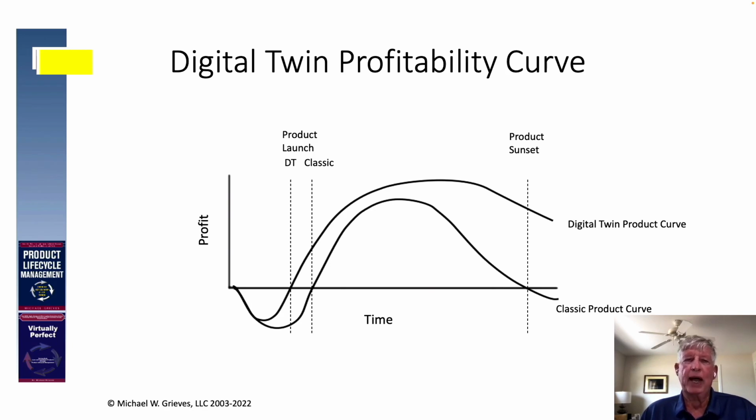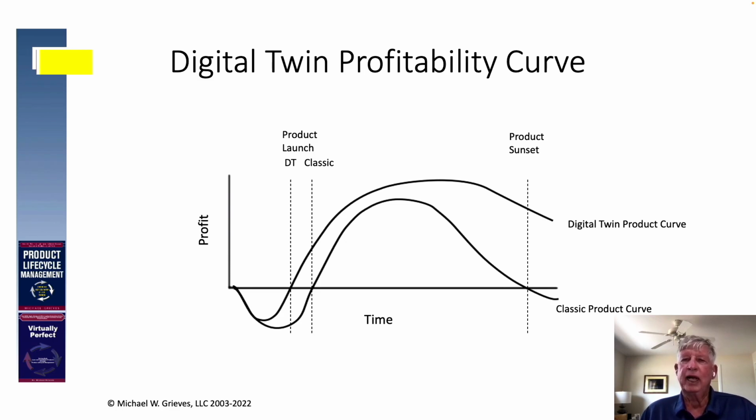The top curve is this new digital twin product curve, and there's a couple things about that. I can basically decrease the amount of loss by getting to market quicker. So in product launch, the digital twin launches faster than the classic product curve. I can sell more of the product because I can increase the quality and the ability, but at product sunset, I continue to be able to make money by selling the information from that product.